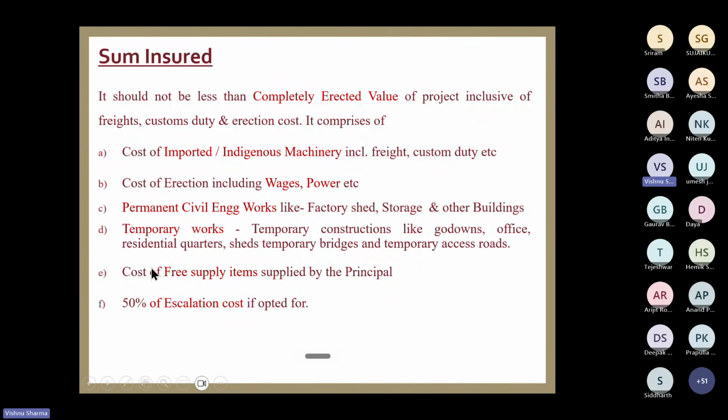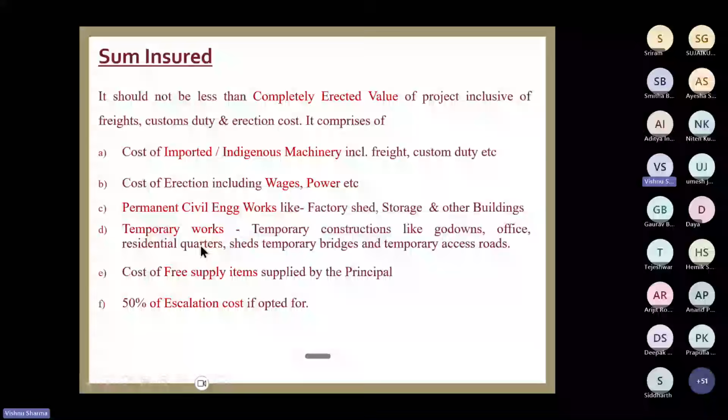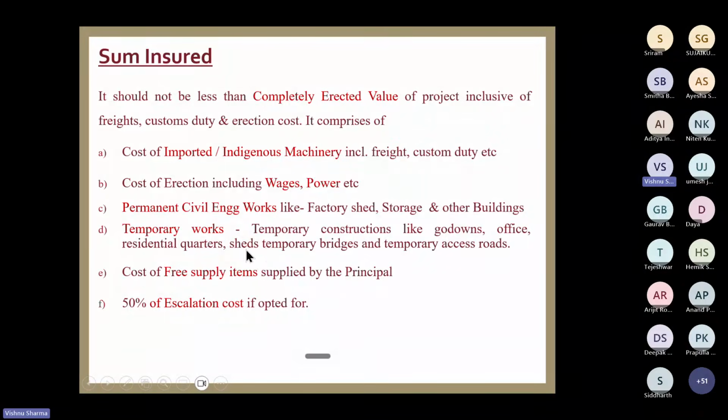Then residential quarters for the workers. They are temporary construction, tin sheds or something like that. Then sheds, temporary bridges, then temporary access roads in civil construction or engineering works also. Whatever access roads, because unless you make some access roads, you can't move your plant and machinery. Then CPM equipment and machinery, which are required for erection of the project.